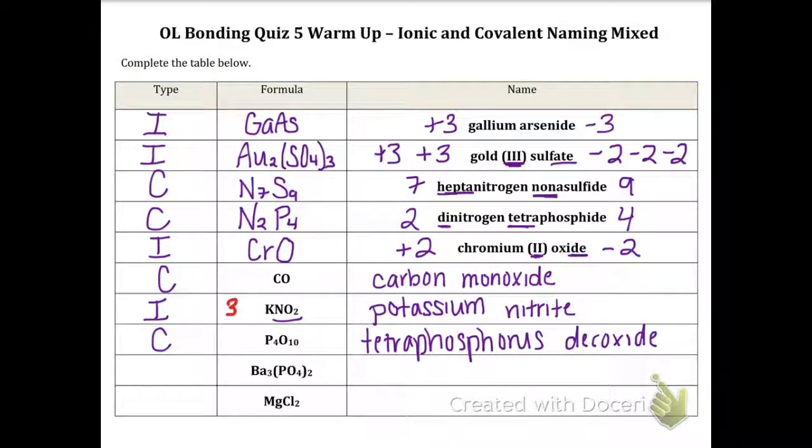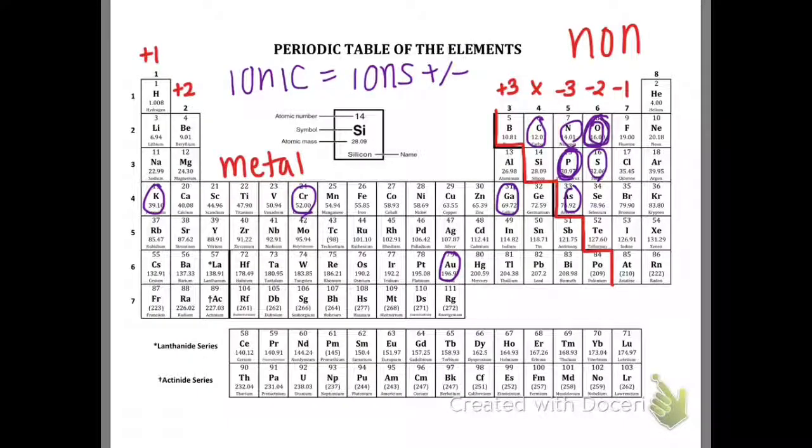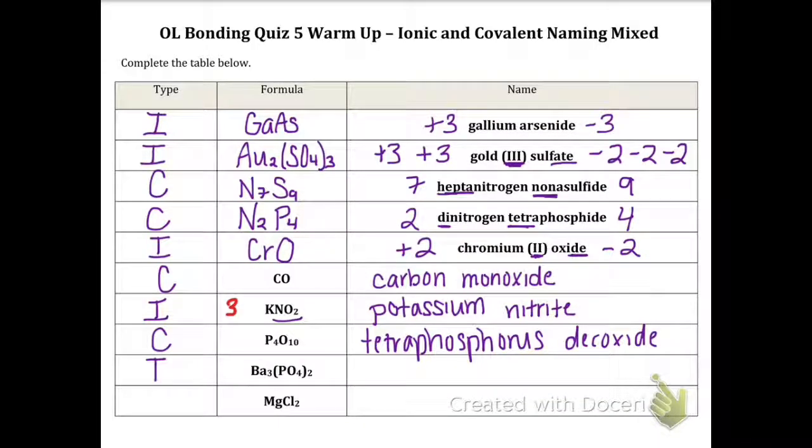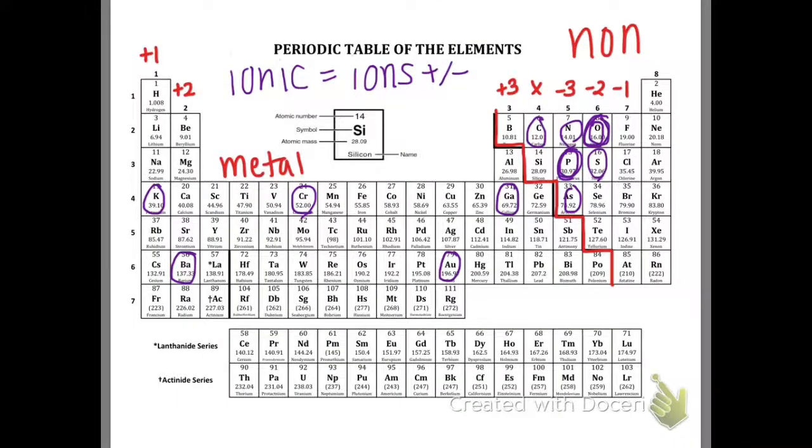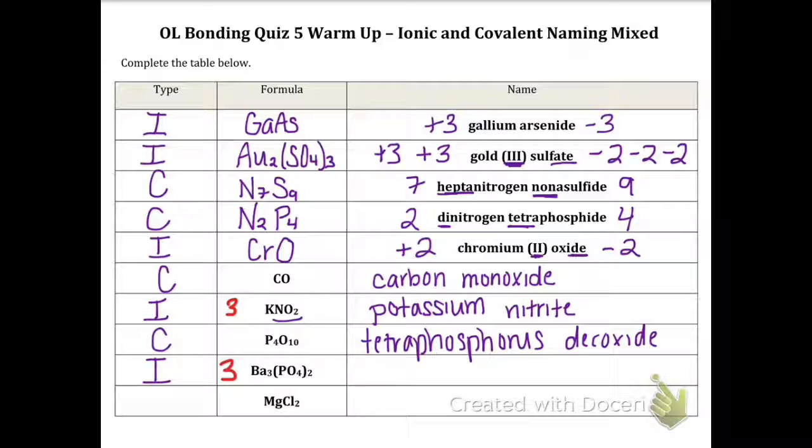Okay, next, it's BaPO4. Ba is found right here. That is a metal, making this ionic. If it's ionic, you must count. We have 3 capital letters. That means that there is a polyatomic. We're going to name the metal. Ba was once again barium, so I'm going to write barium.